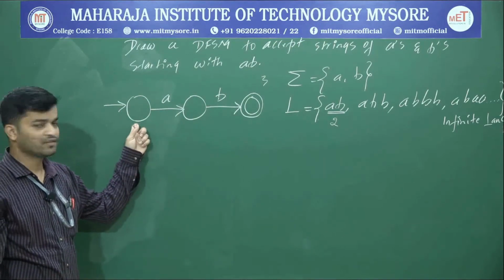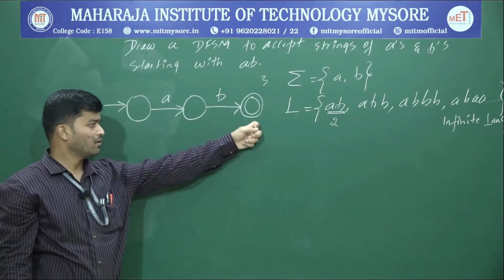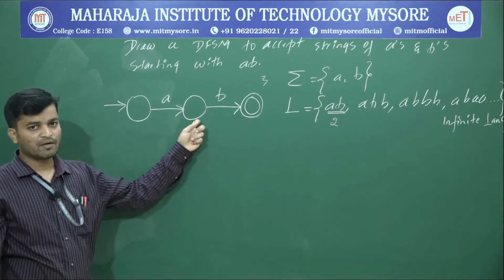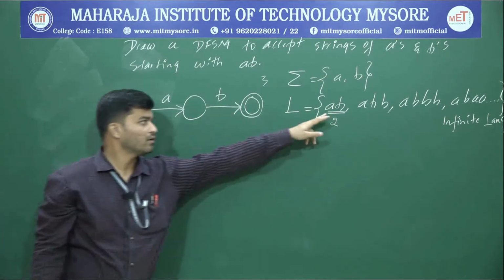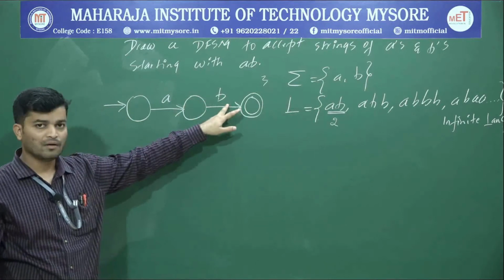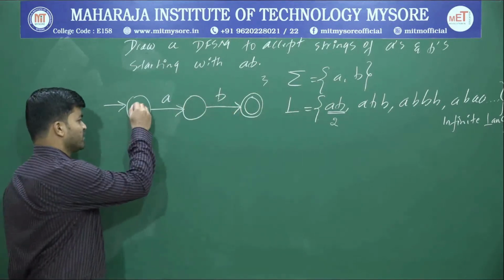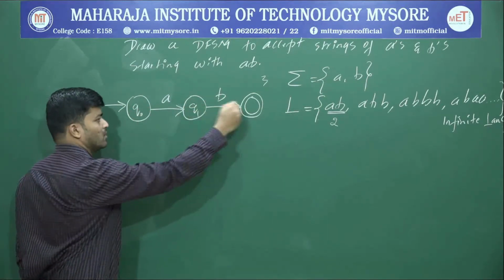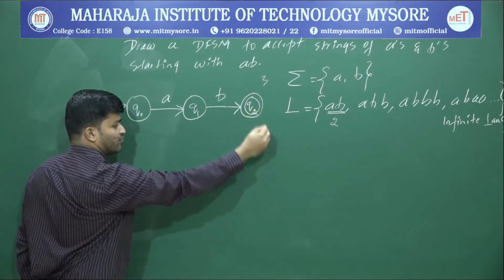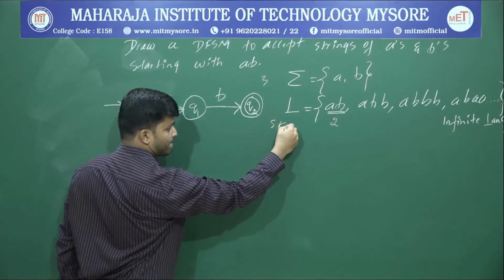Okay. One is the start state, one is the accepting state, one is an intermediate state. Connect them using arrows, and whatever AB is, you write that as it is. Next, name these states Q0, Q1 and Q2, and this one is called the skeleton.